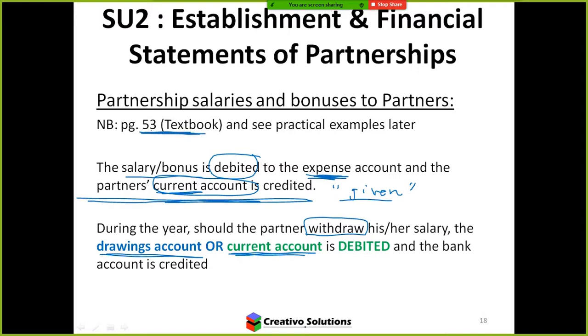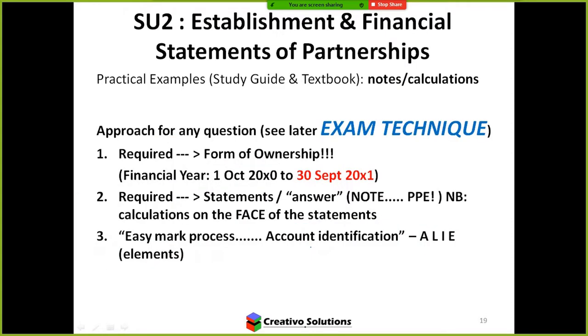Okay, but one of the pages in the textbook talks about this idea of paying out a salary, right? And they basically explain how whether you write off the salary to drawings or whether you write off the salary to current account, the net effect is still the same. Okay, you're either debiting drawings or current, and you would have to credit the bank, okay, because you're paying out the salary or the wage. And I think that's it.